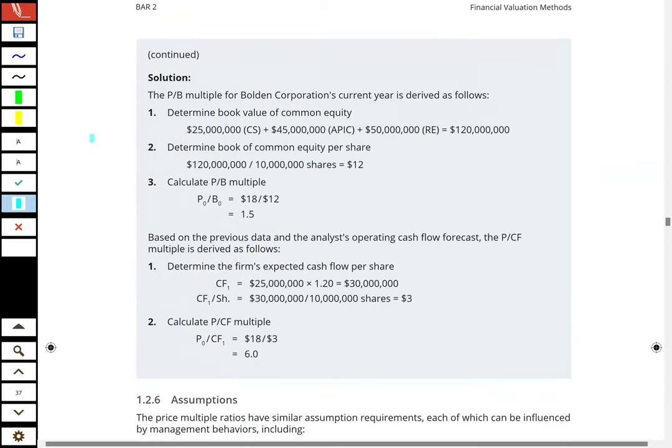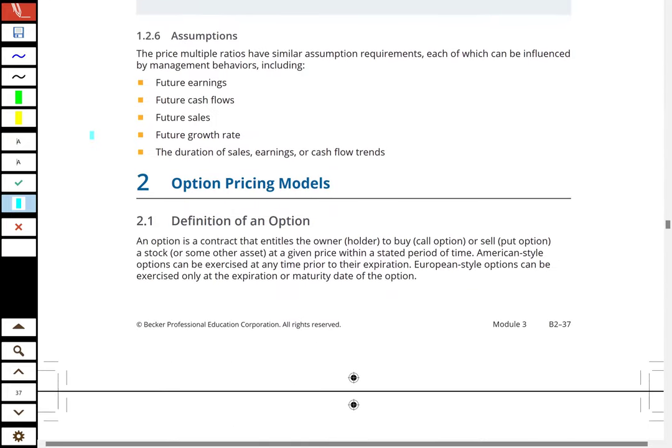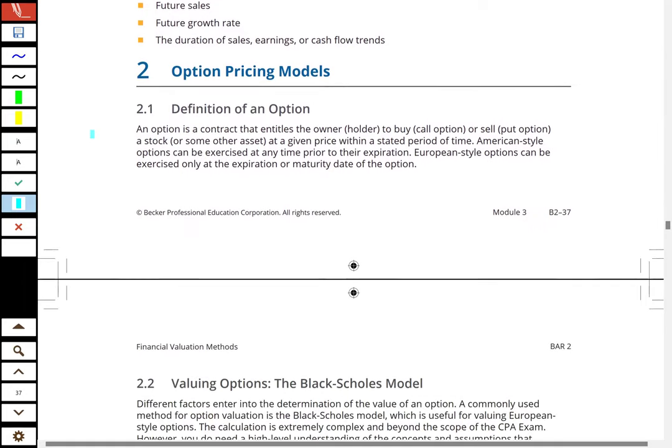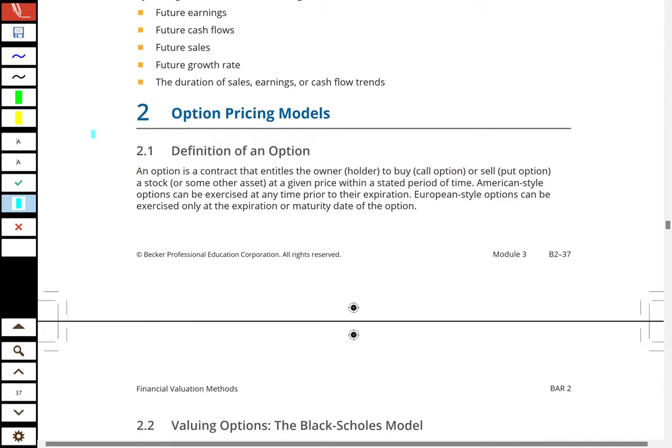I'm not telling you not to look at it, but I would rather spend some time looking at some of the theoretical discussion for valuing different types of investments, and then more importantly, valuing investments in property, plant, and equipment, valuing investments in intangible assets, and coming up with values when we are required to use fair value for things.